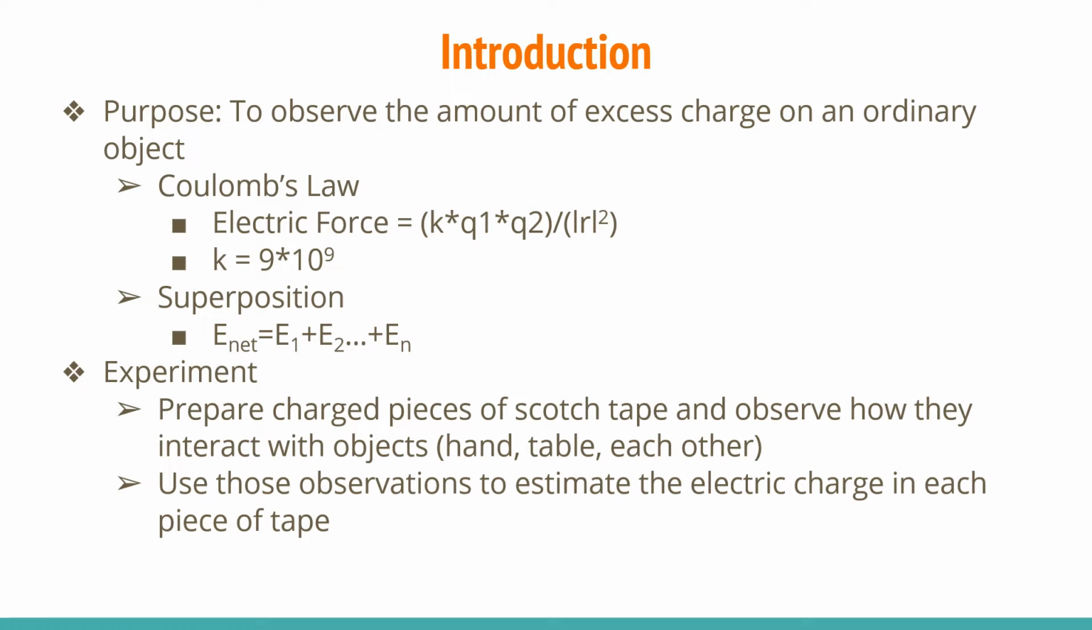In this experiment, I prepared pieces of charged tape by placing one piece of tape on a flat surface, then another piece on top of it, which was referred to as the upper tape or U-tape. I carefully removed the U-tape from the bottom piece and observed its interactions with neutrally charged objects. Finally, I observed how two pieces of U-tape interacted with each other.